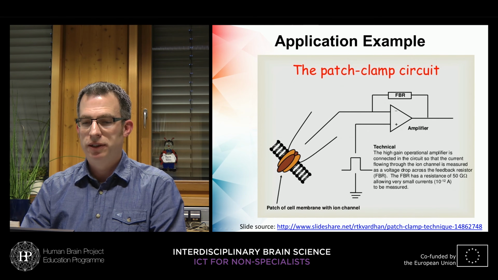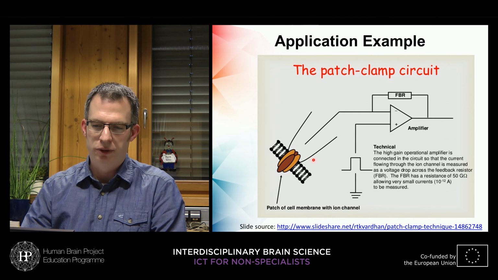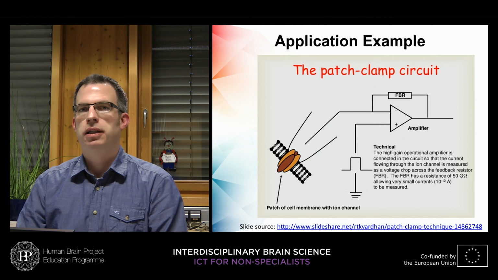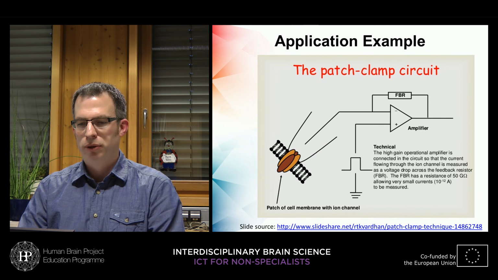But as you can see already with this simple circuit here, just using one operational amplifier and one resistor and a rather complex experimental setup, we can realize the electronics that are required for the readout of the patch clamp probed neurons.